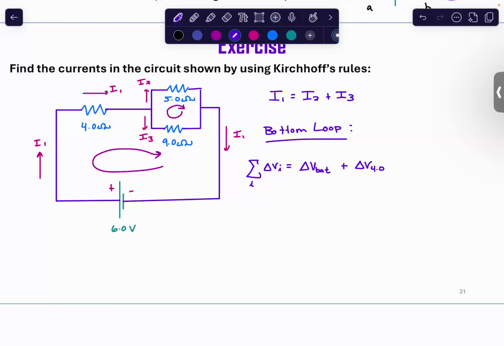Now, here's how you handle a loop where you have these resistors split into parallel. You're going to continue across your clockwise motion around the lower loop. You're going to have to choose to cross one of those resistors in the upper loop. You can choose which one. I chose the 9 ohm because it's still at least down inside the lower loop. So then I'm also going to need the delta V of the 9 ohm resistor. And these all sum to 0.